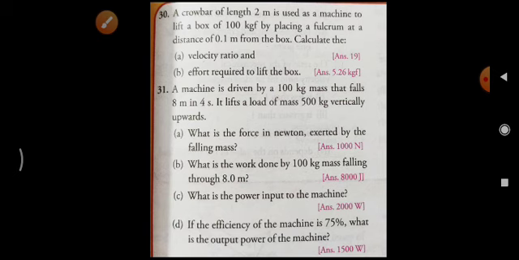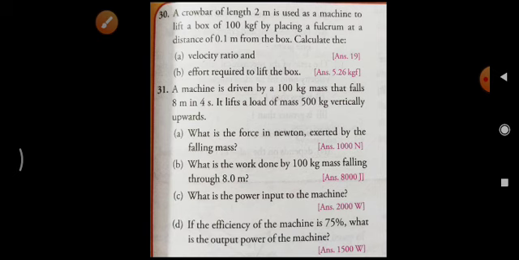Part B: work done by the 100 kilogram mass falling through 8.0 meter. You know that work done is equal to force into displacement. The force we calculated is 1000 Newton, into distance 8 meter, that is 1000 into 8, equal to 8000 joule, the work done by the 100 kilogram mass falling through 8.0 meter. Simple, this one also.